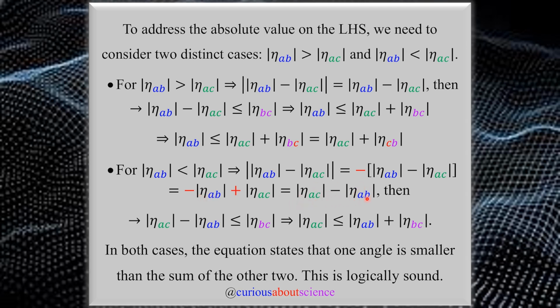So AC minus AB. Now when we compare via the inequality from Bell's theorem, we get AC minus AB is less than or equal to BC. Add this blue term over. Then you see you have a direct path A to C is less than A to B then from B to C. So in both cases, the equations state that one angle is smaller than the sum of the other two. And this is logically sound. Let's actually take a look at why, how or why this is.